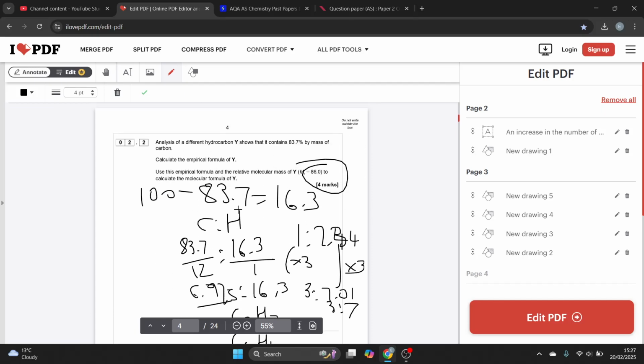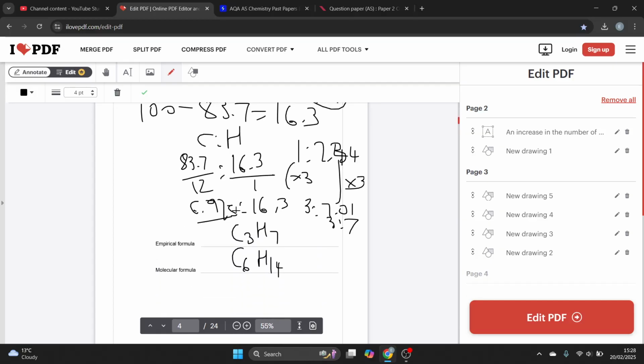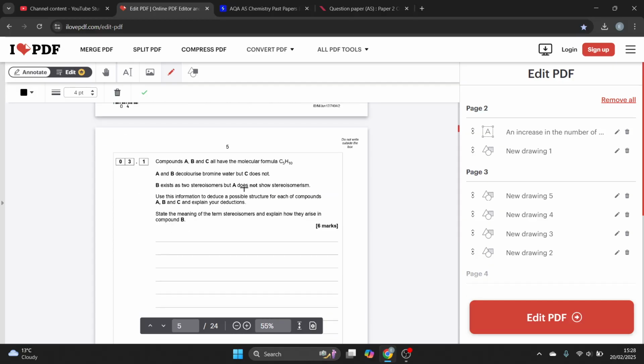Then it says, yeah, that's it. I thought it was asking for names of them as well. That's what I was expecting. No, question 3.1. State the meaning of terms. There are some explain how to use, rising compound B, and then some other stuff as well.